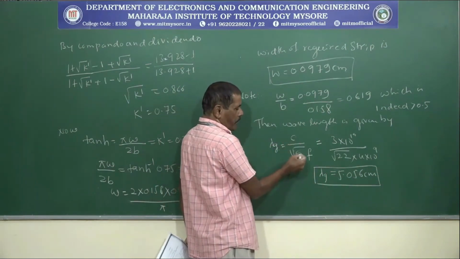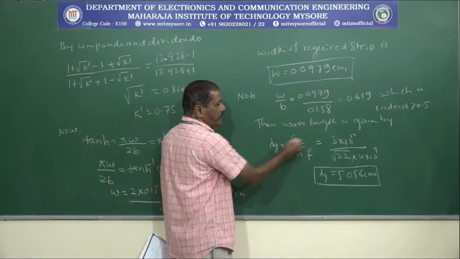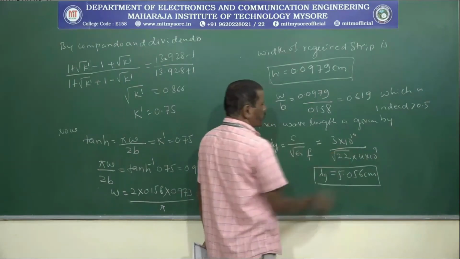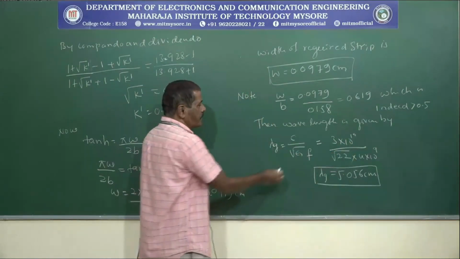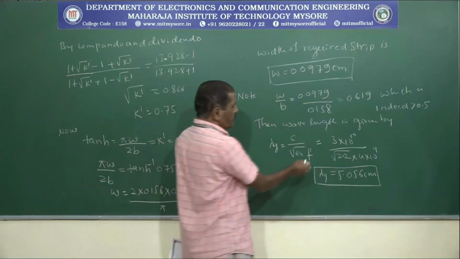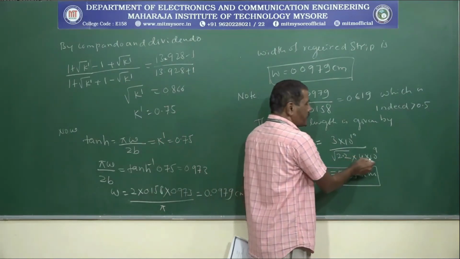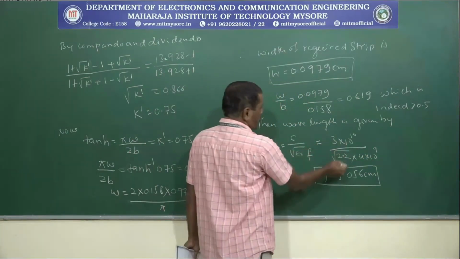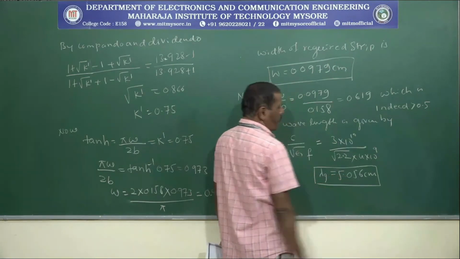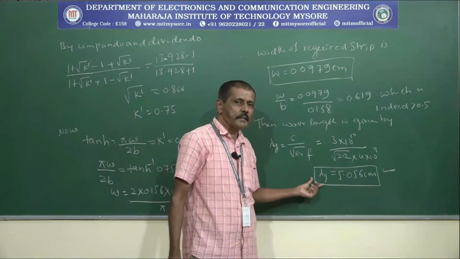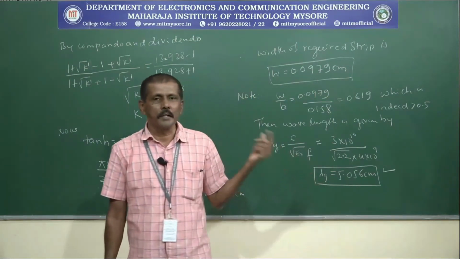Lambda g is equal to c divided by root of epsilon r into f, where c is the velocity of light. It is 3 into 10 to the power of 10 centimeters per second. Epsilon r is given, so that value is equal to 2.28, and f is given, so that is 4 gigahertz, that is 4 into 10 to the power of 9. If you substitute and simplify, you will get the value as 0.056 centimeters. So this is the guided wavelength which is asked in the given problem.